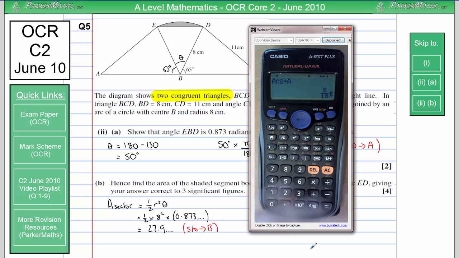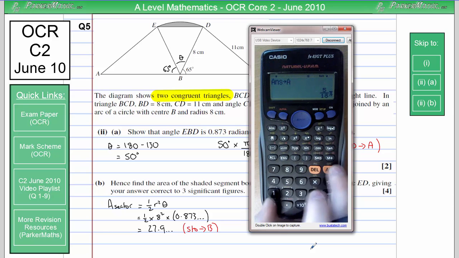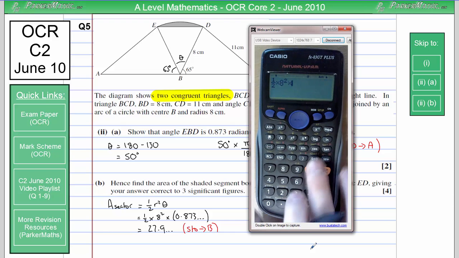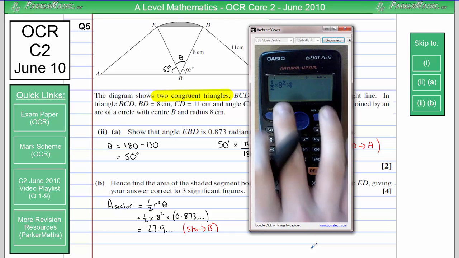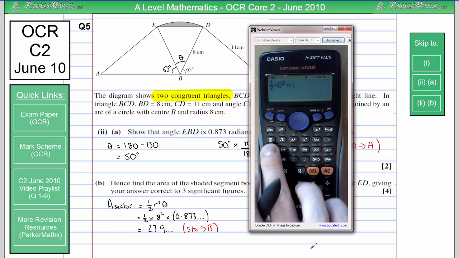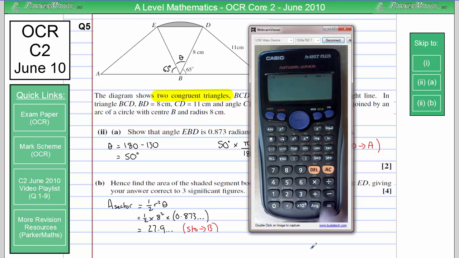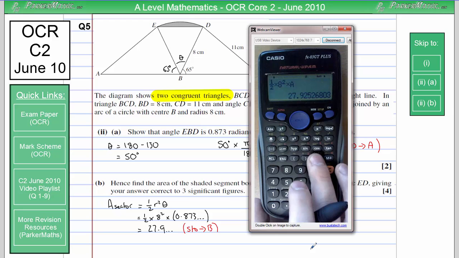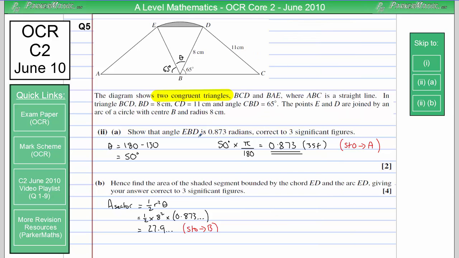Just for completeness, I'll show you how to do the same thing on the Casio calculator. So to access the answer stored as A on this one, I press the alpha button, which gets me the red values, and then I press A here, and I would get 80 over 9 pi, exactly the same as last time, 27.9. Next, I'm going to find the area of this triangle made by BED.